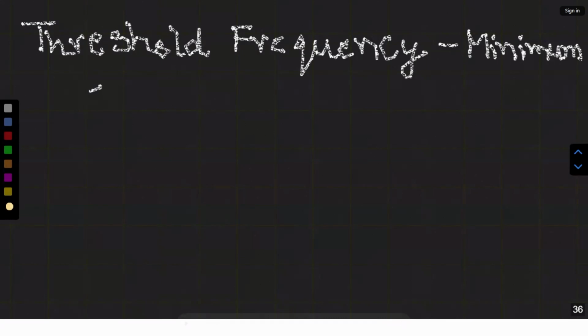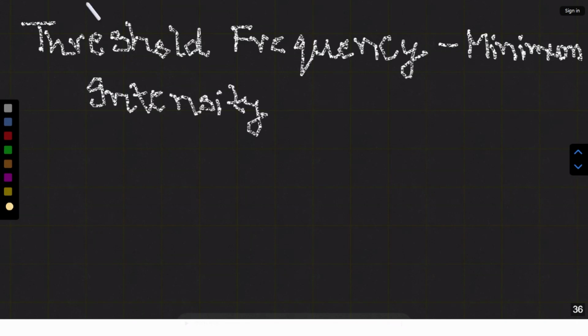Even if the intensity is very high, it doesn't matter, because in the end it depends on the threshold frequency. If light comes with a frequency, let's say f, which is less than the threshold frequency f0, then there is no emission that takes place. This is one thing that we have to remember.